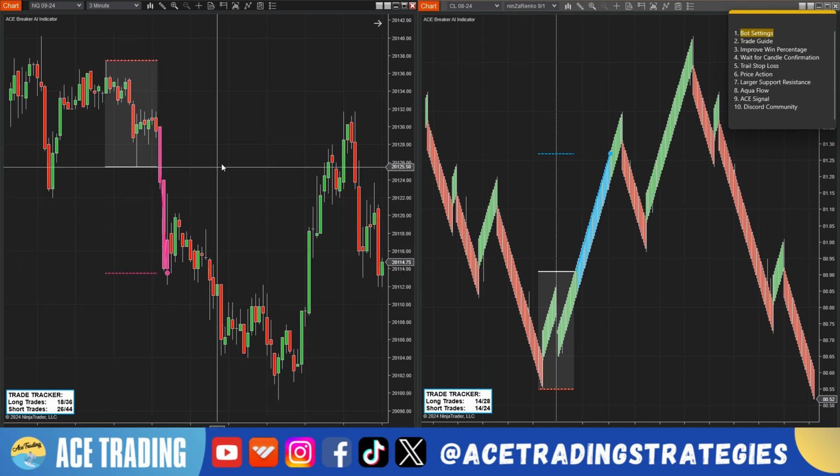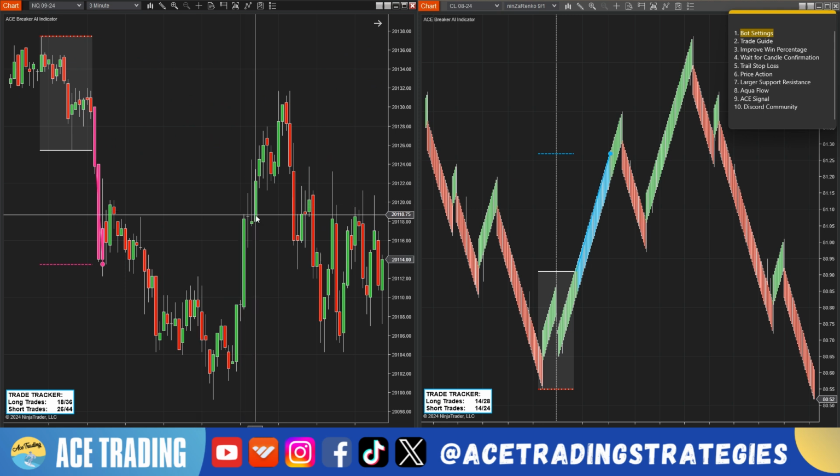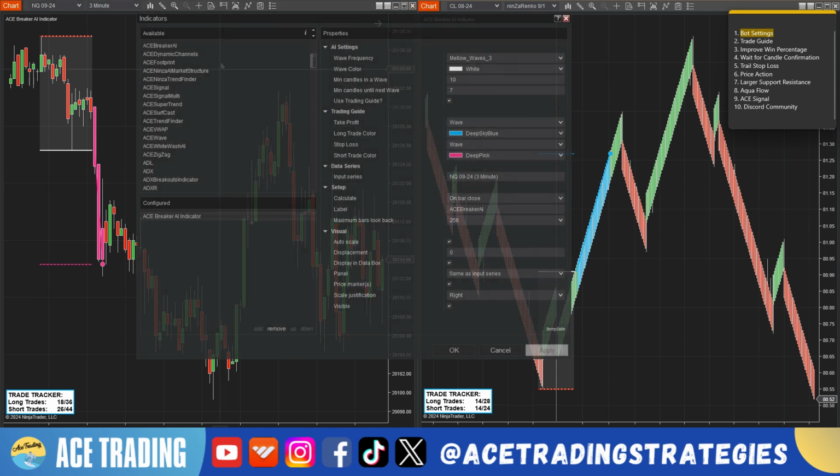Okay, so I think I should probably show you the settings first, and then we'll get into how to improve these trades. On the screen now you can see the indicator parameters. What you need to decide is, we have a few different parameters you need to look at for the inputs. First of all, we're looking at the AI settings.